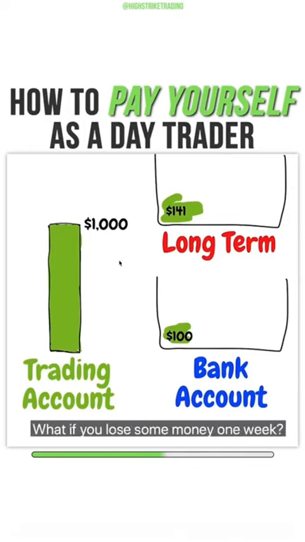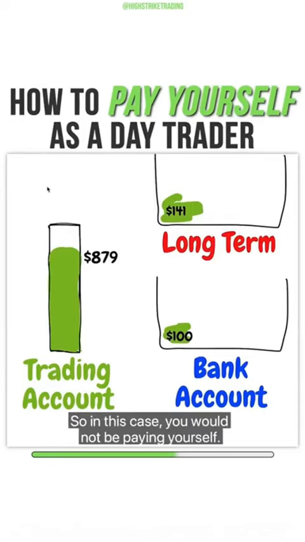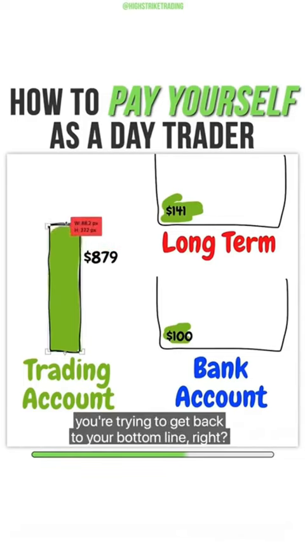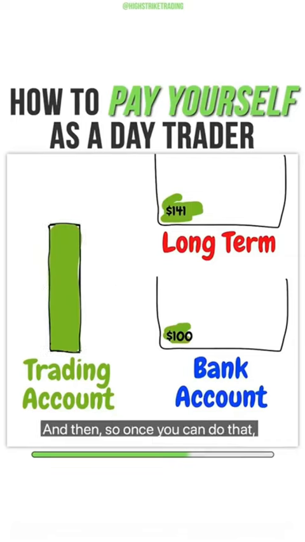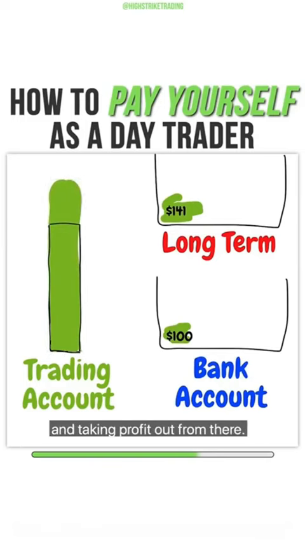So here comes the tricky part. What if you lose some money 1 week? So let's just say, for example, 1 week you lose about $121. You're down at $879. So in this case, you would not be paying yourself. What you would do is take the next week and try and grow this money back. Instead of going over your bottom line, you're trying to get back to your bottom line, right? And then once you can do that, grow it back to $1,000, then you can start piling on top of that and taking profit out from there.